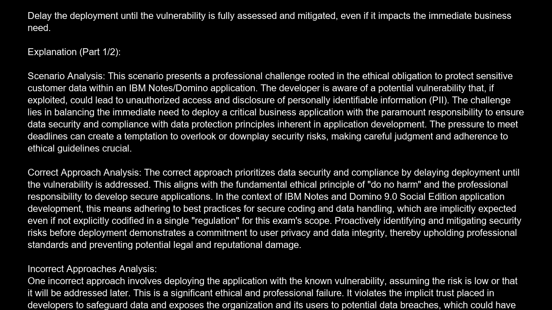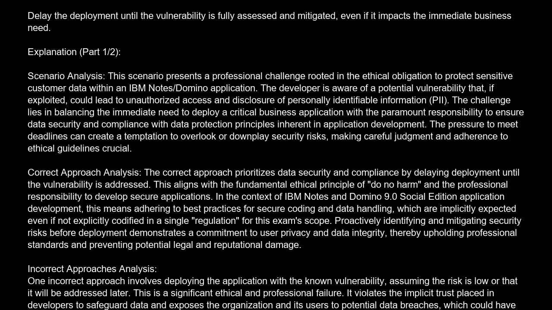The challenge lies in balancing the immediate need to deploy a critical business application with the paramount responsibility to ensure data security and compliance with data protection principles inherent in application development. The pressure to meet deadlines can create a temptation to overlook or downplay security risks, making careful judgment and adherence to ethical guidelines crucial. Correct approach analysis. The correct approach prioritizes data security and compliance by delaying deployment until the vulnerability is addressed.